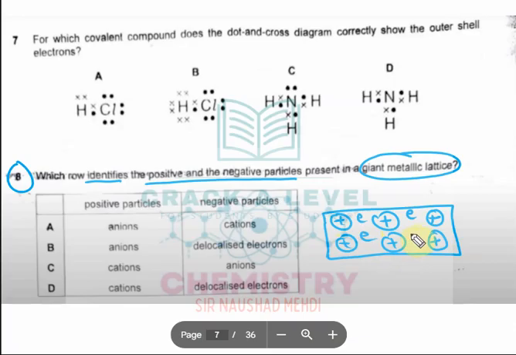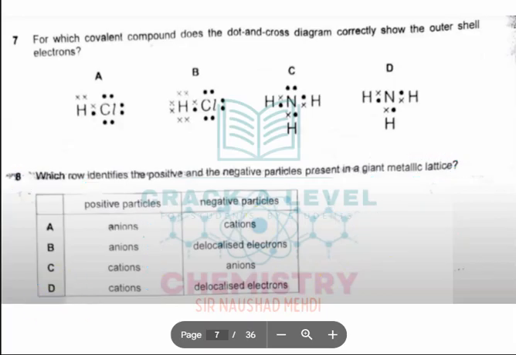So we have free or delocalized electrons over there, and we have an electrostatic force of attraction also, which is called metallic bonding. Okay, so the positive particles are not the anions, they are the cations. And the negative particles are your free electrons, or you can call them delocalized electrons also. So option D is the correct answer for this one. Okay, moving to the next question.